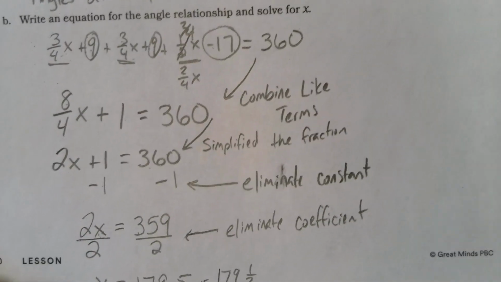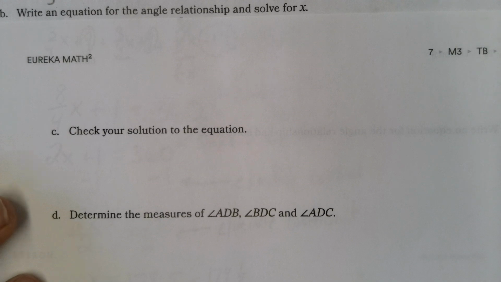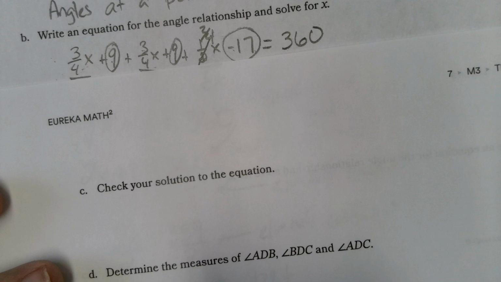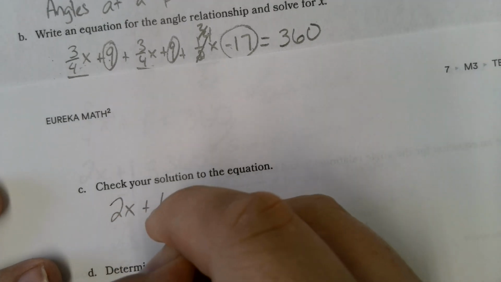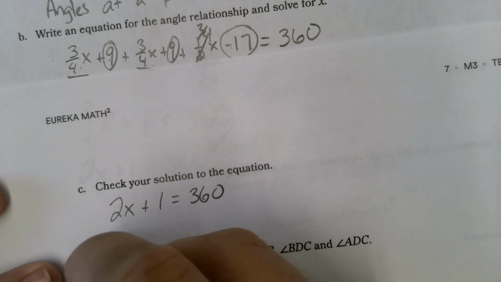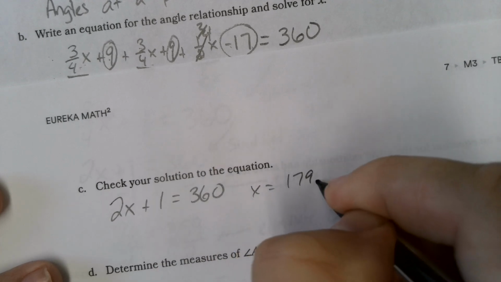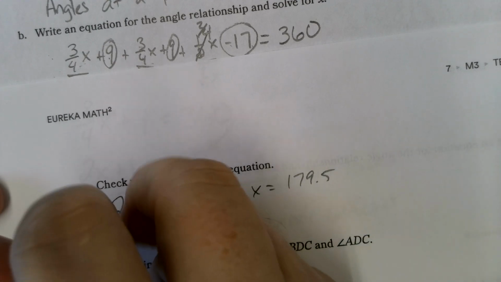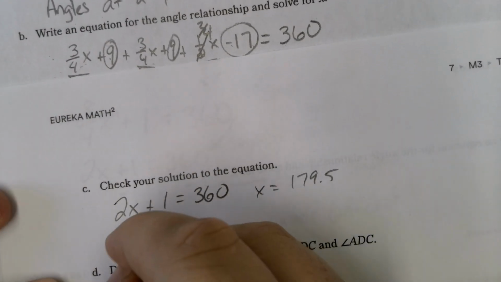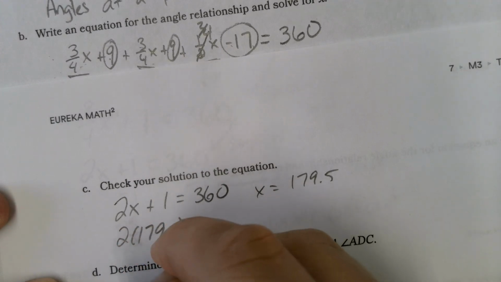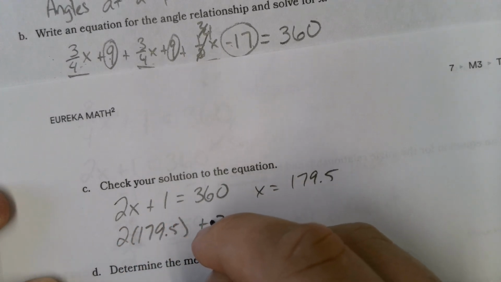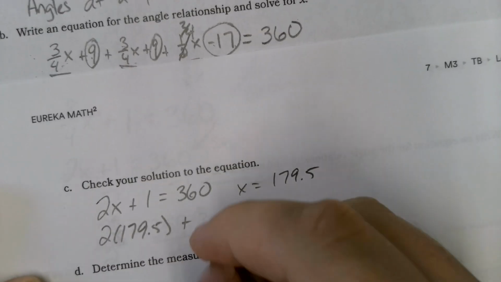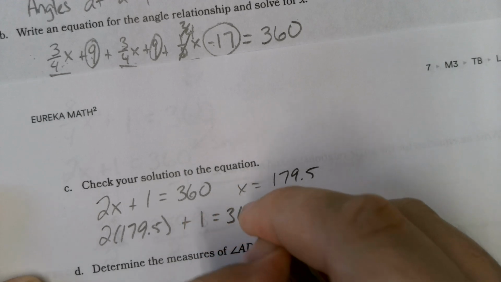Continuing, this wants us to check our equation. That's as simple as rewriting that equation. I know I had 2x plus 1 equals 360. If I'm going to replace x with 179.5, we're replacing x, so 2 times 179.5 plus 1. I apologize for all the mistakes today. My mind is working faster than I can think.